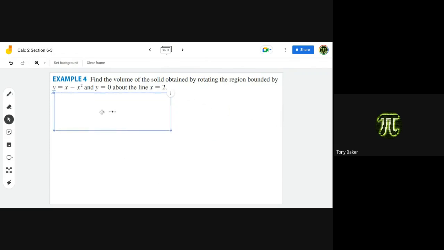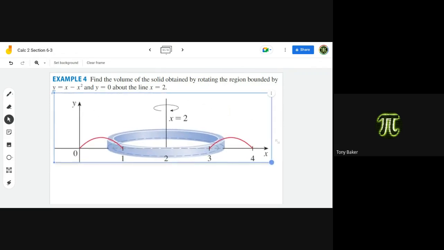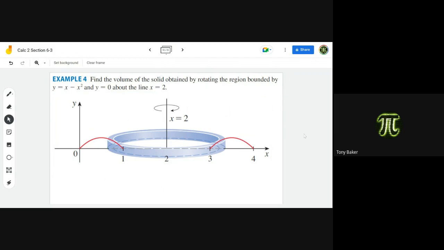Here's a nice little picture of the problem. So this is my area. That's the area that I'm rotating. Okay. So I'm rotating from 0 to 1. We're just rotating around x equals 2.